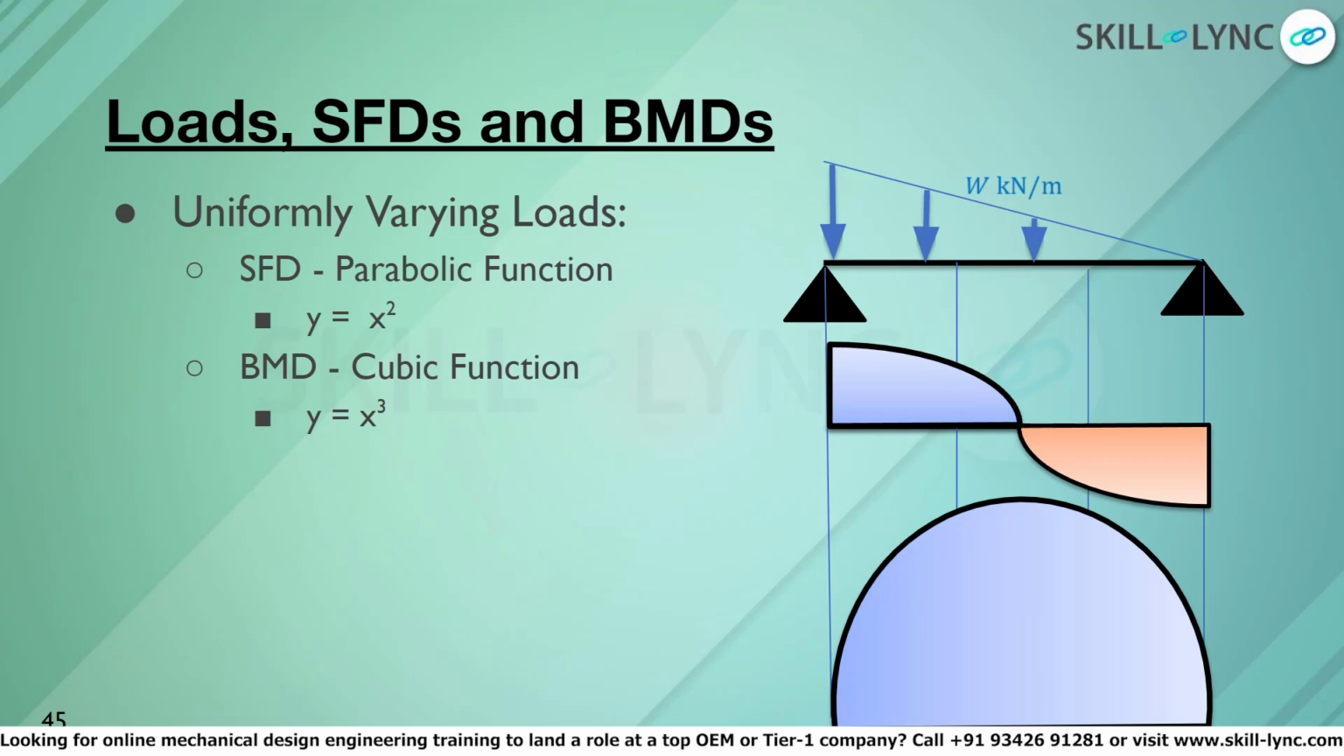Next, we will be looking at uniformly varying loads. For a uniformly varying load, the load will vary from an intensity of 0 at one end to maximum at the other. Thus, for the shear force diagram, a parabolic function would be used where y is equal to x square. The curve would look something similar to this, while the bending moment diagram would be depicted using a cubic function wherein y is equal to x cube. This function is shown using the second diagram.